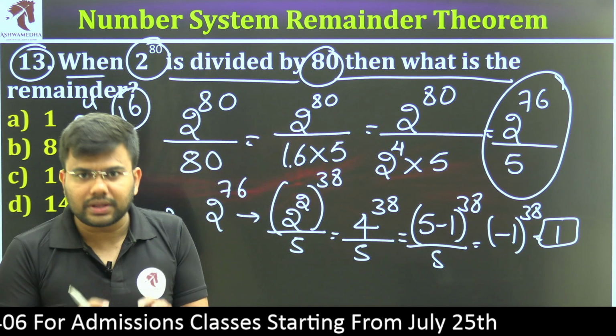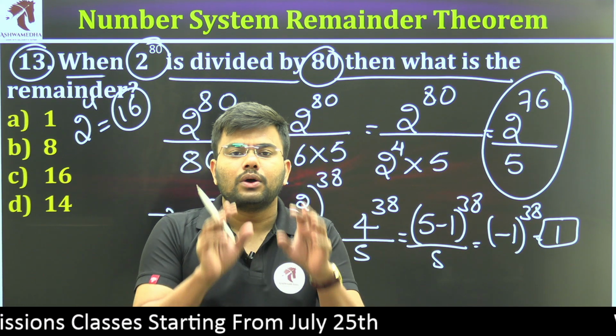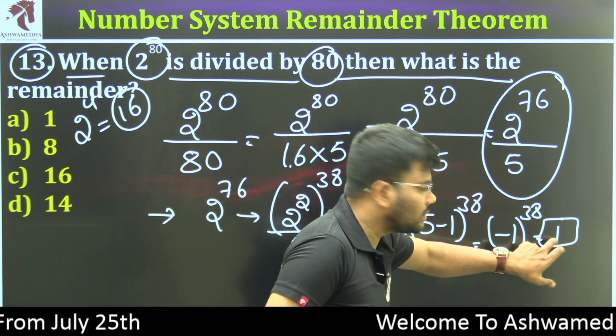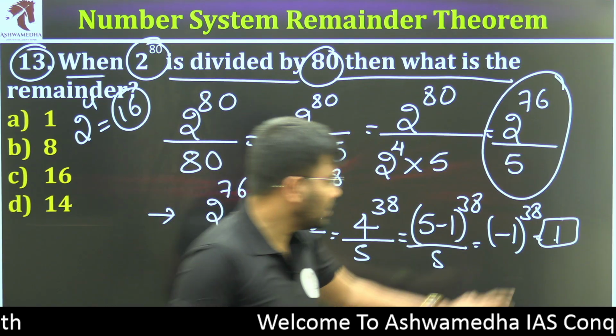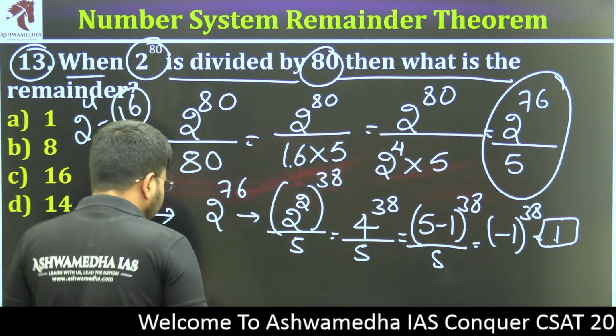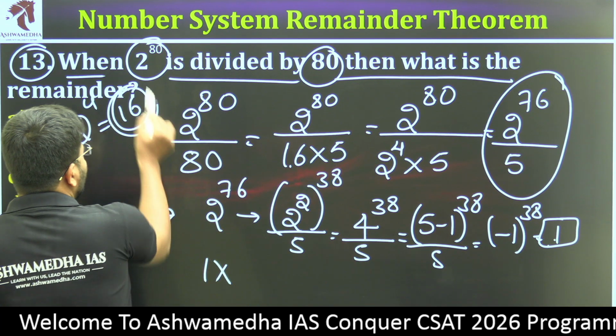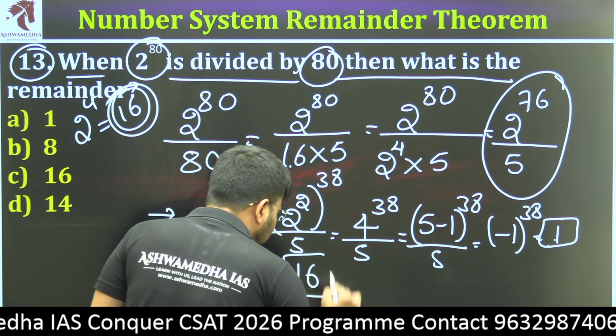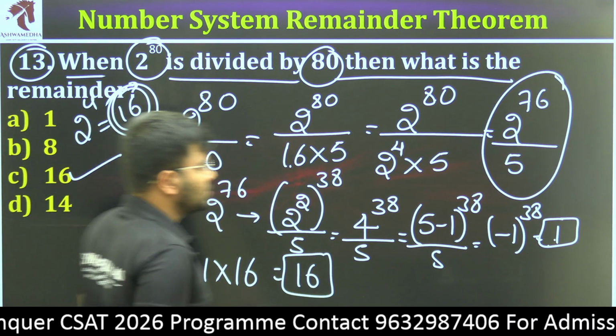Sir, now we have got the remainder. With the cancellation factor, what are you supposed to do? You're supposed to multiply the cancellation factor by this remainder. I hope you have got it. That is 1 into the cancellation factor, 2 power 4, that is 16, so 16 is the remainder. Option C is the correct answer.